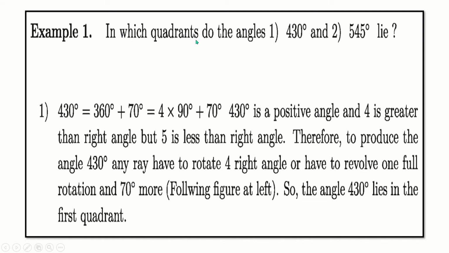Example 1: in which quadrant do the angles 430 degree and 545 degree lie? 430 degree means 360 degree plus 70 degree. 360 degree means 4 into 90 degree. That means fourth quadrant plus something. As the total is 4 quadrants, fourth quadrant plus something means that will be the first quadrant. That means 430 degree lies on the first quadrant. Clear?